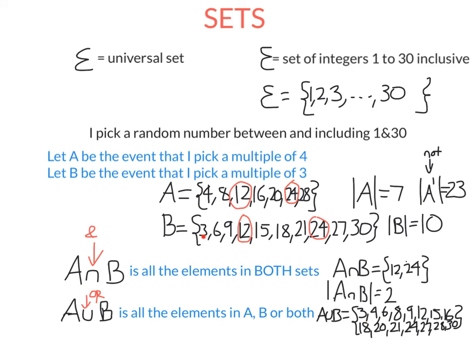We include 3 in this set because it's in B. We include 4 because it's in A. But a number like 5 is not in either of these sets. So that's why I don't include 5 in A or B. A or B includes all of these numbers and all of these numbers. And so you can see that there's always more in A or B than there are in A and B. So that's really all there is to it.